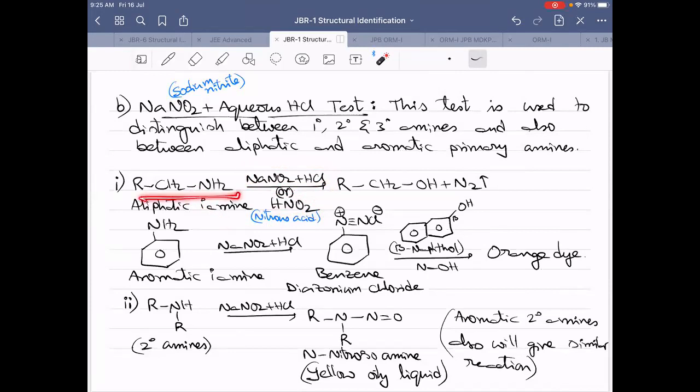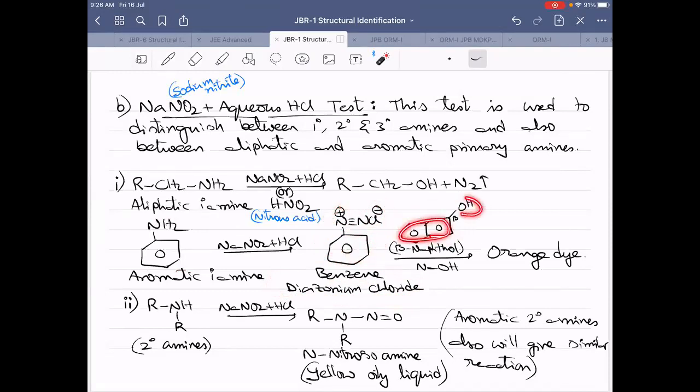Primary aliphatic amines with HNO2, or you can say NaNO2 plus HCl, will give alcohol, and nitrogen gas will be liberated. Whereas in case of aromatic primary amines, with the same reagent, you will get a special compound called benzene diazonium chloride, BDC. Very important compound. It is a separate chapter itself in 12th standard. This benzene diazonium chloride reacts with beta naphthol.